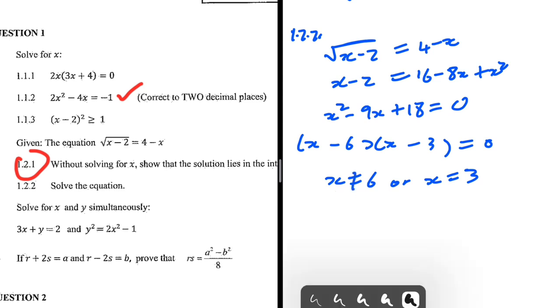Let's substitute x equals 3. When I have 3 minus 1, the square root of 1 is 1. And then, okay, we are good to go. There we go. So that is 1.2.2.